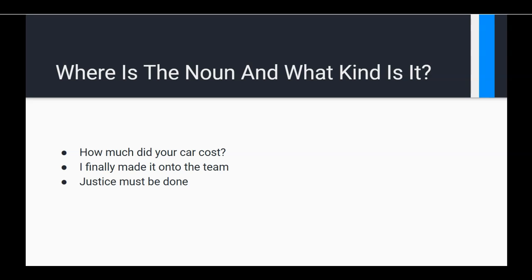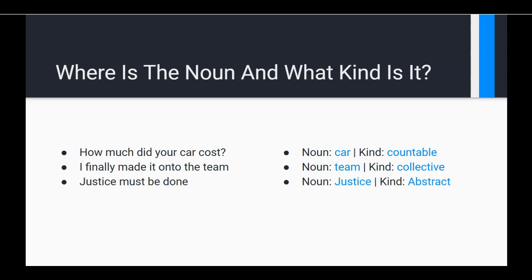Okay, so for the first one, how much did your car cost? Well, the noun there is car, and the kind is countable. We can say 1 car, 2 cars, 3 cars, most cars, several cars. In the second example, the noun was team, and this is a collective noun. And the last example, the noun was justice, and this was an abstract noun.